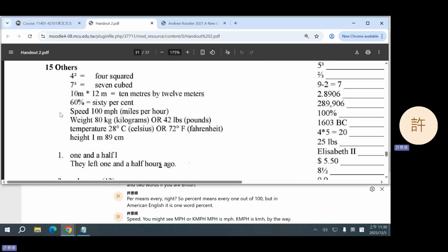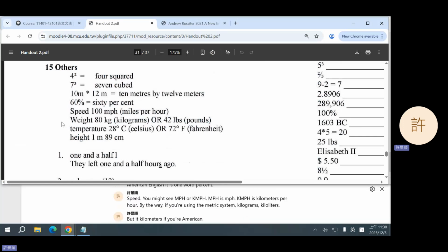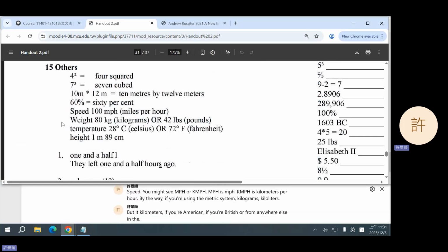By the way, if you're using the metric system, kilograms, kiloliters, but it's "kilometers" if you're American. If you're British or from anywhere else in the world, it is "kilometers." Only the Americans say "kilometers."